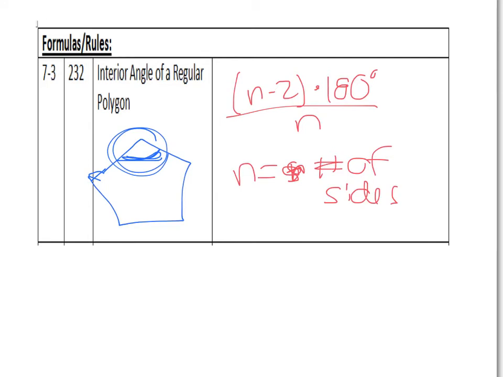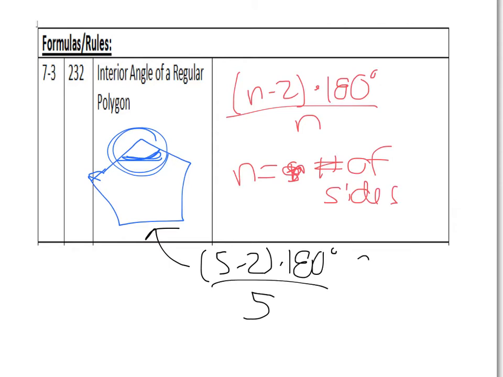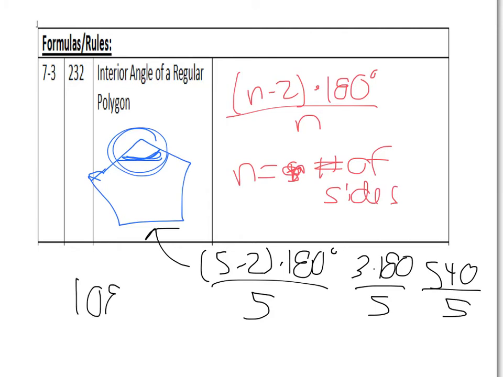So, for example, with this pentagon, there are 5 sides, so we do 5 minus 2 times 180, and then divide by 5. So 5 minus 2 would be 3. 3 times 180 is 540. Divided by 5 is 108. So each of these individual angles in this pentagon is 108 degrees.